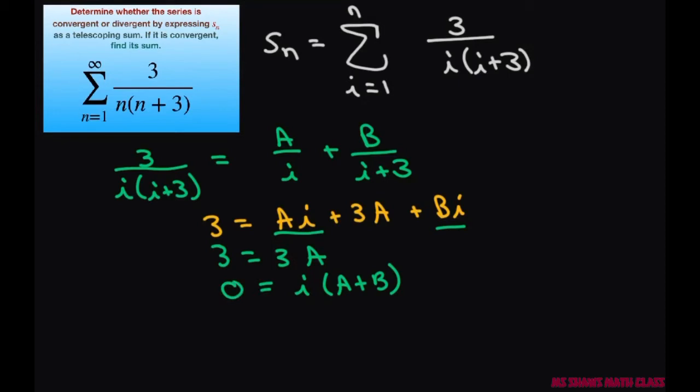So we can get rid of the i here. Now, this gives me A equals 1. If A is 1, then B is negative 1. So I can just write this as 1, and B is negative 1. Now we're going to go ahead and rewrite this. So we're going to get the sum i equals 1 to n of 1 divided by i minus 1 divided by i plus 3. All right, and that's using partial fractions.